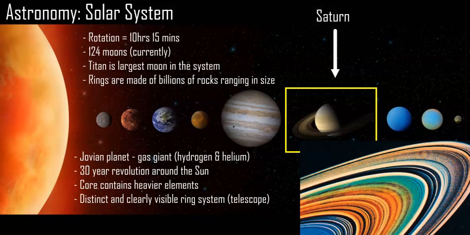And the ring systems are beautiful and composed of rock and different size materials, and there are billions of rocks in these ring systems. It takes 30 years to orbit the Sun, and the core of Saturn has heavier elements like iron and nickel, and it's surrounded by a liquid metallic hydrogen layer. So it is a mix, but there is a large portion of gas on the outside and the surface as well.